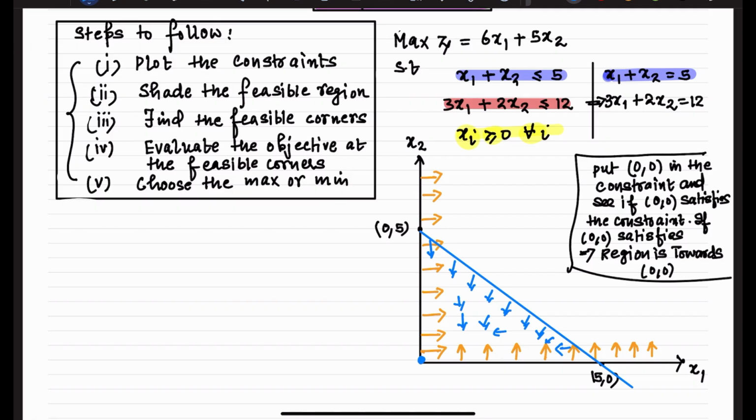Now plot the second, red constraint. For the red constraint, you solve this equation and plot this line. So let's say x2 is 0. Then 3x1 is 12, so x1 is 4. So the point is 4, 0. For the next point, put x1 as 0. So twice x2 is equal to 12, so x2 equals 6. So the point is 0, 6. So pass a line between these 2 points. So this is in fact the red constraint. So just let me color this red.